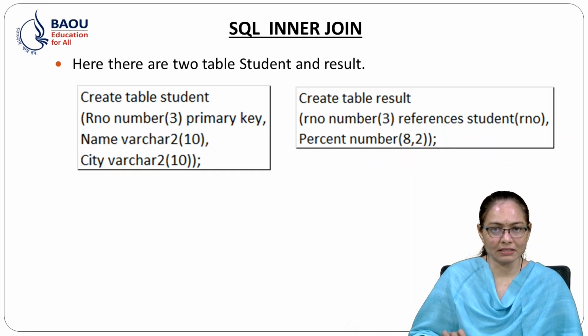Create table result, roll number 3. References student, in the bracket roll number. And then the next column is the percentage.